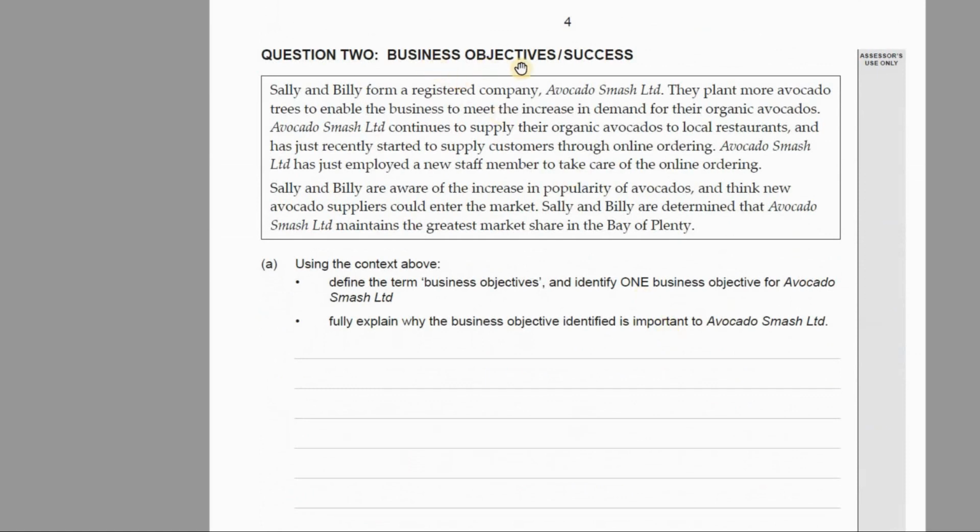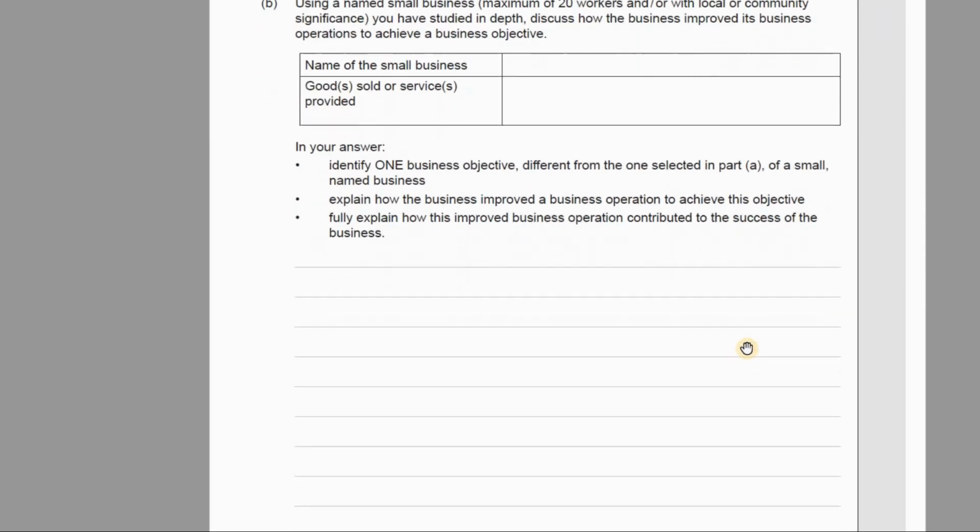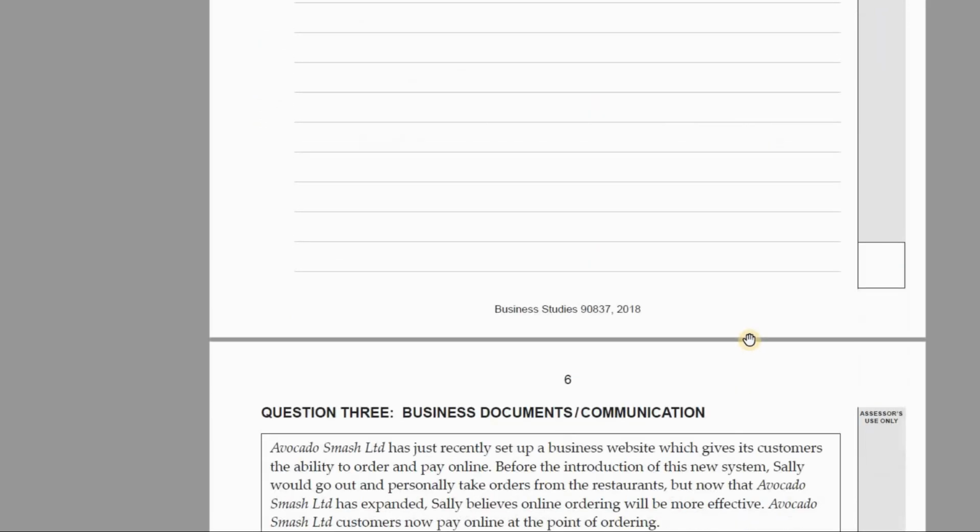For the second question, it's about business objectives and success. I'm going to have to define what those are and identify one for Avocado Smash. I'm also going to have to fully explain why that objective might be important, why it matters to them. Then on those objectives and success questions, I'm going to have to look at a business that I've studied in class in depth, look at an objective for them, and explain how they had to improve business operation to achieve the objective, and how that improved the success of the business. Alright, so I already know I'm going to have to look at ownership structures and business objectives and success.